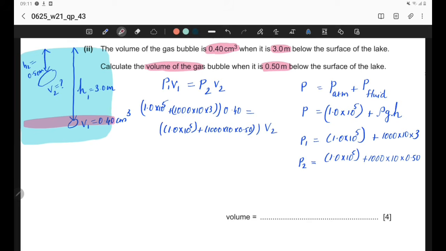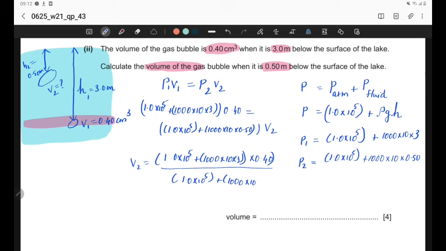In order to calculate V2, we can make V2 the subject. Therefore V2 is equal to what is on the left-hand side, that is (1 times 10 to the power 5 plus 1000 times 10 times 3) all multiplied by 0.40, divided by (1 times 10 to the power 5 plus 1000 times 10 times 0.50). That will be the answer. So we have to find this value, and the answer is 0.50. The unit given here is cm³, so we can write the volume is 0.50 cm³.